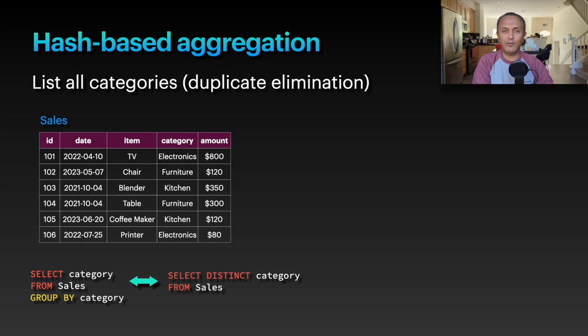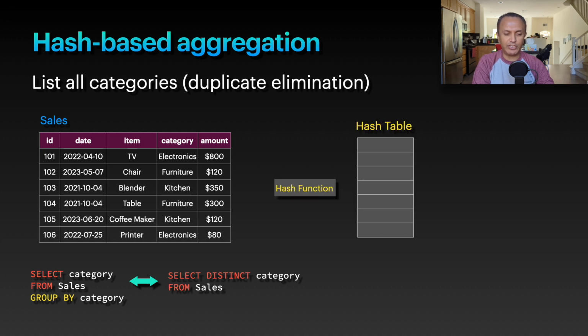So let's see what that looks like with an example. Again, our duplicate elimination example just lists all the categories. So first thing, we're going to start with the hash table and the hash function. We're going to use those to split things into groups. So what we're going to do is scan the table, go over all the category values, and for each row, hash it and put it in the hash table.